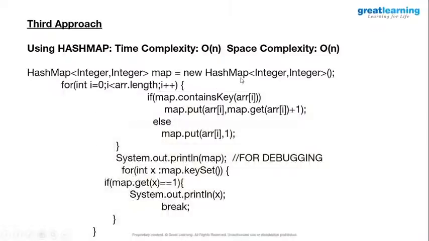So that's what I did. I created a map, then I iterated through the array. I check if it's already present in the map. In the first iteration, 1 is not present, nothing is present in the map, so that's why I check map.containsKey. If this key, 1, is already present in the map, then I pick its value and increment it by 1. So earlier there would have been nothing in the map.